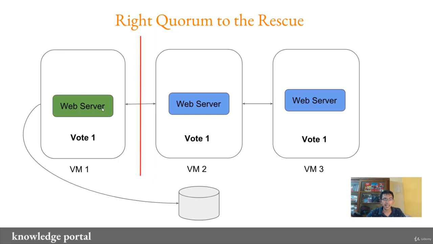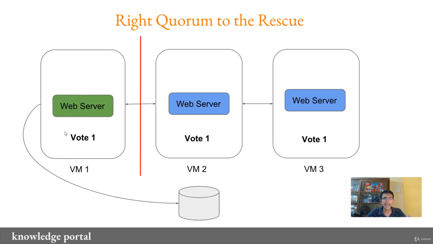Now let's assume that the web server which is currently the master in VM1 has a connectivity issue. So this specific server is not able to communicate with VM2 as well as VM3. Now in such cases, this web server will determine how many votes it has. Currently, since this server is not able to communicate with VM2, nor is it able to communicate with VM3.